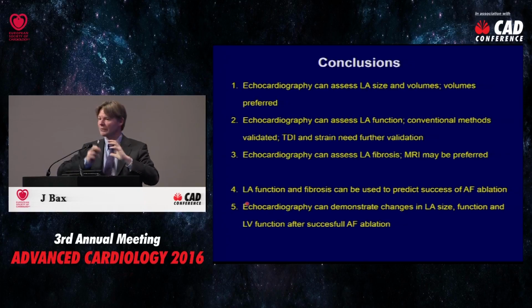LA function and fibrosis together. Function, volume, dilatation resulting in fibrosis can be used to predict atrial fibrillation development and the success of AF ablation. Do not expect that if you have this or this or this, never atrial fibrillation will occur, or always atrial fibrillation will occur, because that's not how it works. It's an additional marker that gives you a little bit of certainty that the likelihood that you develop atrial fibrillation or that you cannot ablate successfully is higher. So use it as circumstantial evidence and not as the one to guide your therapy.